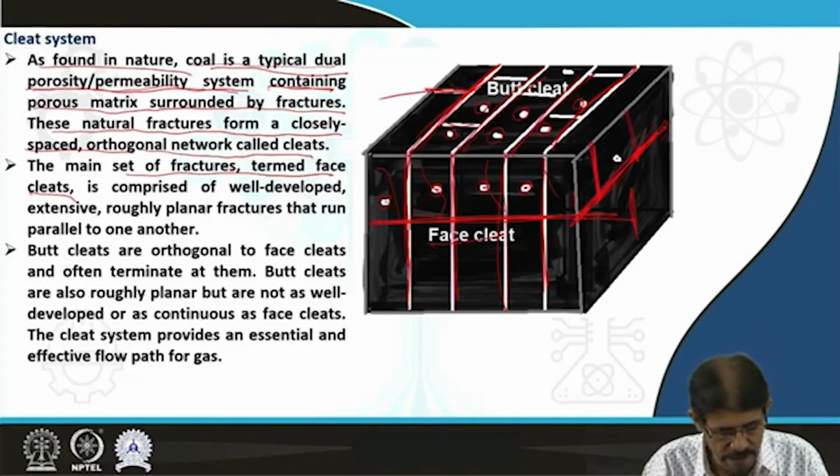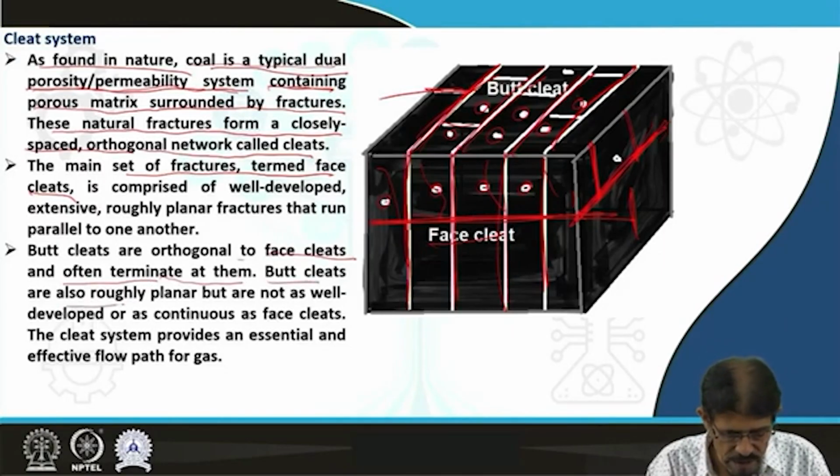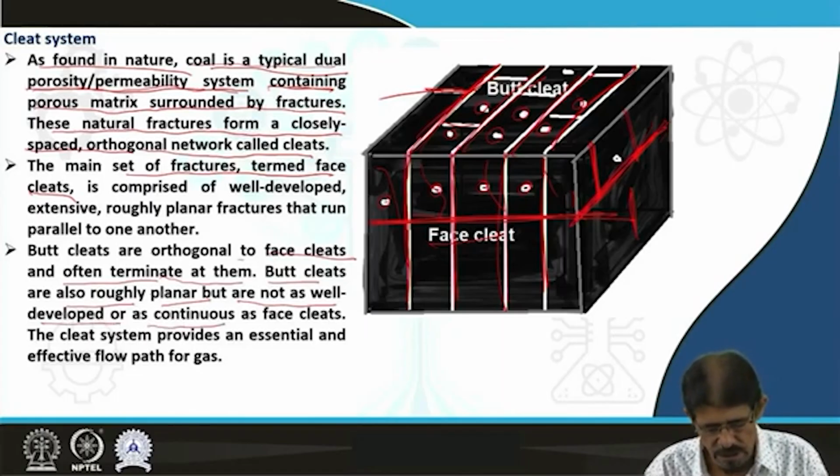The secondary type is recognized as butt cleat, linking. Butt cleats are orthogonal to the face cleat and often terminated at them. Butt cleats are also roughly planar but are not as well developed or as continuous as the face cleat.